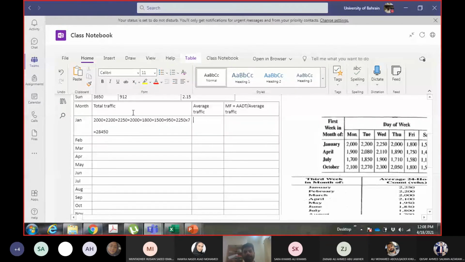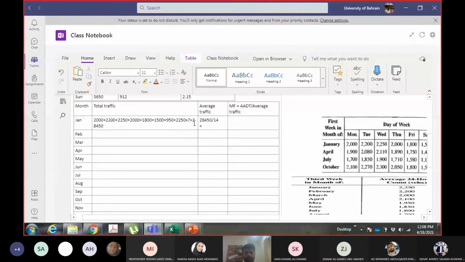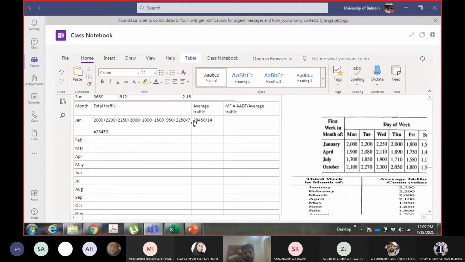Okay, and then if you are calculating the average, since you have taken 7 plus 7, right? 7 this one, and then these 7 days, so it will be divided by 14. So 28450 divided by 14, how much? 2032.20. Okay, and we will calculate the adjustment factor later on.